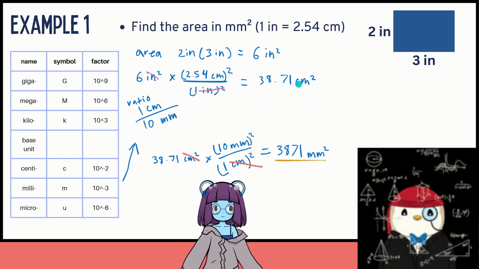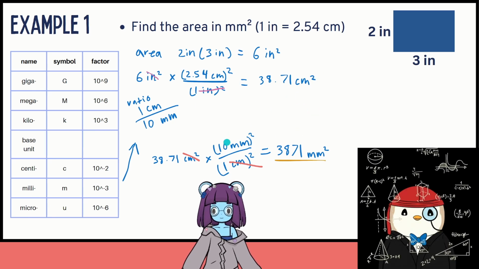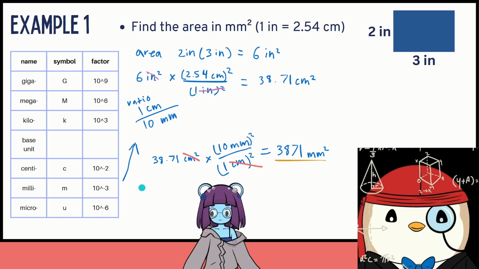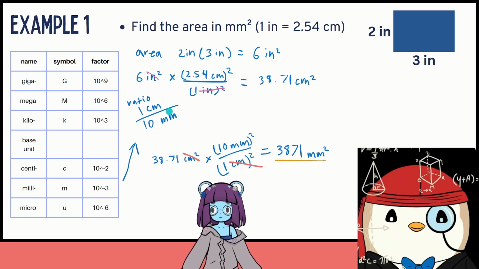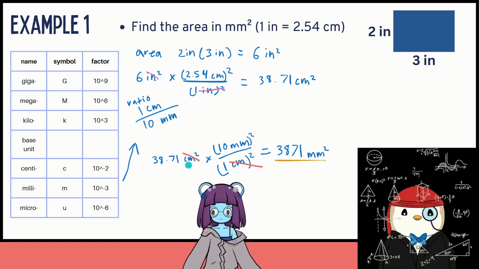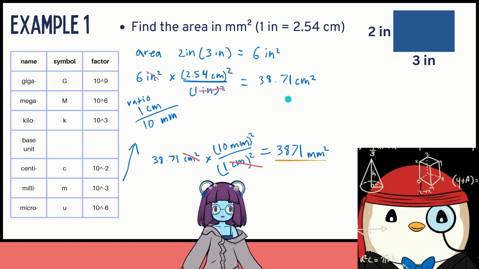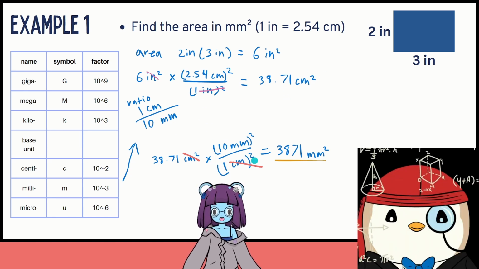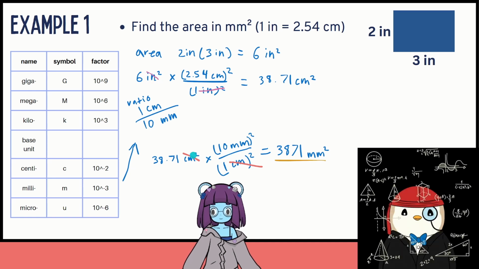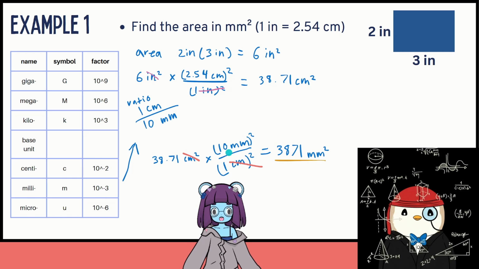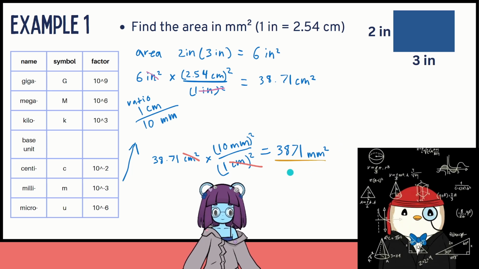Then you can convert centimeters squared to millimeters squared. So from this chart here with the prefixes, we know that 1 centimeter is equal to 10 millimeters. With this, you can flip this ratio because centimeters squared is in the numerator. Square this ratio, that way you can get centimeters squared. You can cross out these values, and then you have millimeters squared left. Multiply, and then you get your final answer.